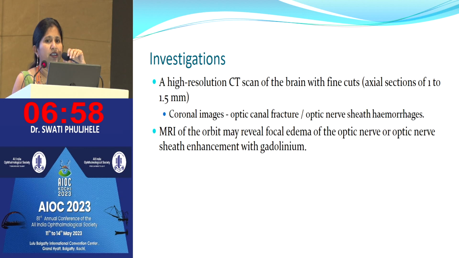Investigations: now we have to understand that CT scan and MRI both are required. They are complementary to each other. CT scan will help us in knowing if there is any bony fragment impinging on the optic nerve, while MRI of the optic nerve will give us an idea if there is any intrasheath hemorrhage or not. What we have to remember is that whenever we are ordering these scans, we should order dedicated optic nerve scans rather than just an entire screening brain or screening orbital scans.